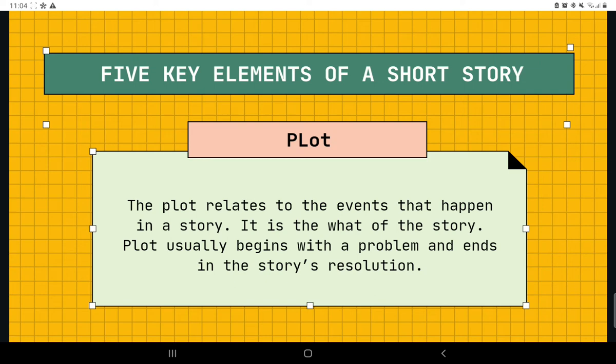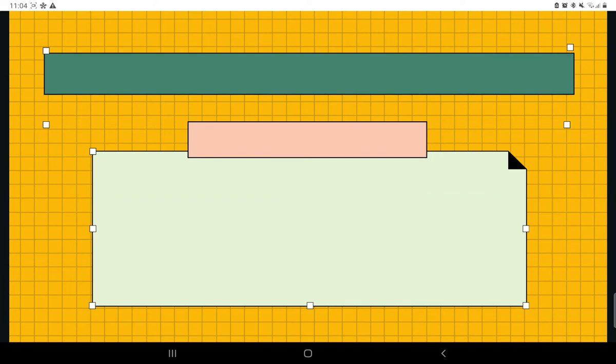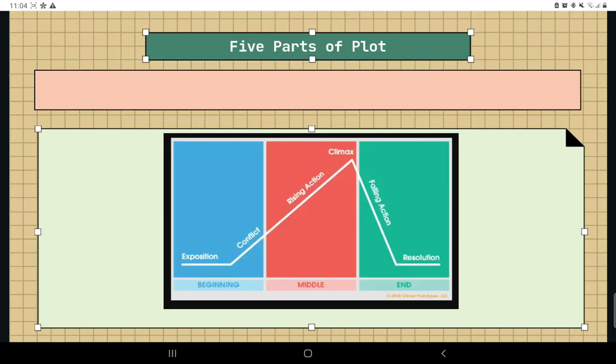Okay, the next element, the third. The first is, what is the first? The first is settings, the second one is character, and the third is plot. So, plot are the events that take place in a story. So, ito yung parts ng plot. Ito yung mga nangyayari sa plot.